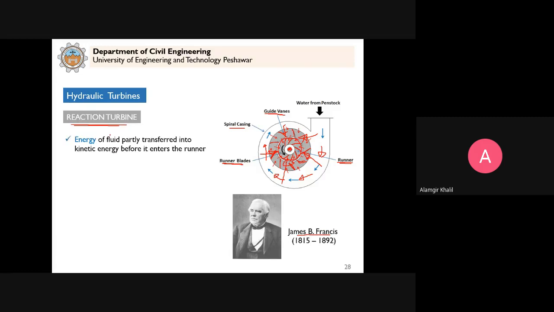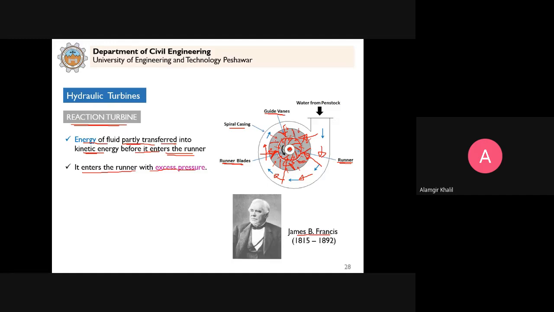So I already explained the working. Energy of the fluid is partly transferred to kinetic energy before it enters the runner. As you can see, the flow cross section is decreasing. So the pressure energy is partly transferred to kinetic energy before it enters the runner. Now it enters the runner with excess pressure. Clear? The flow that is striking the vanes is under pressure.